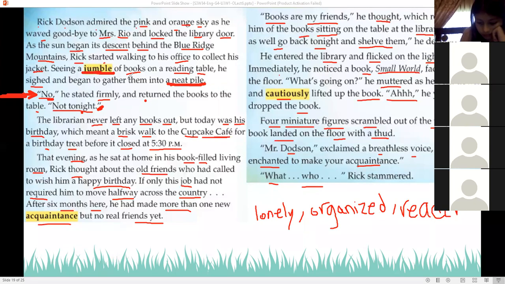So why did Rick stop? Why did he stop? Because today is his birthday and he doesn't want to. Excellent. That's it. Because it's his birthday, and he wants to not work during his birthday.